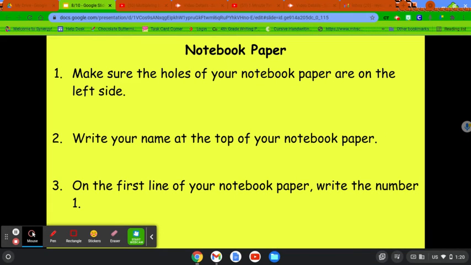Again, we left off with making sure your holes are on the left side of the notebook paper. You should make sure that your name is written at the top of your notebook paper. And on the first line of your notebook paper, you should have written the number 1.